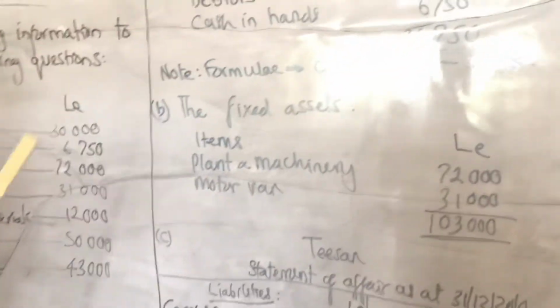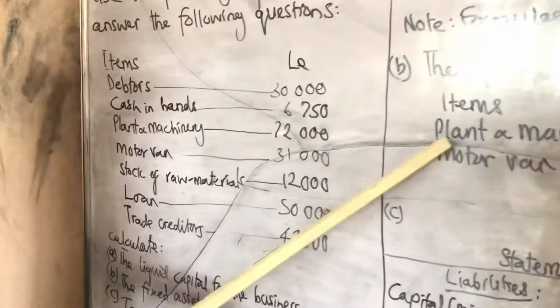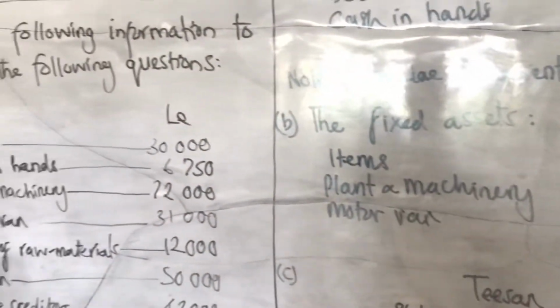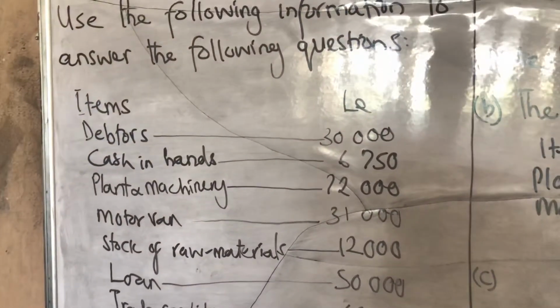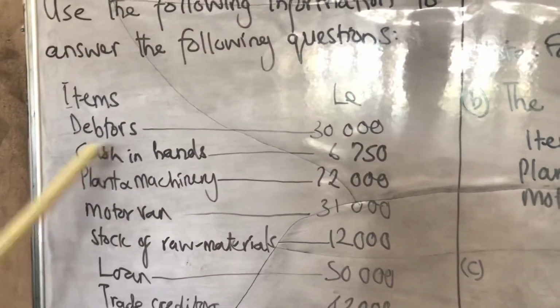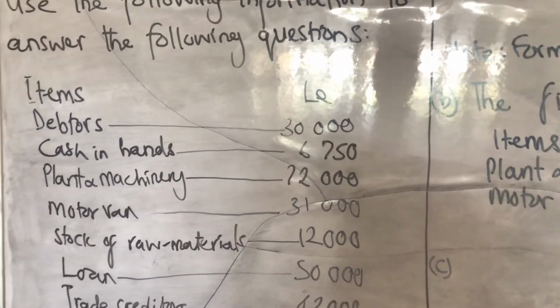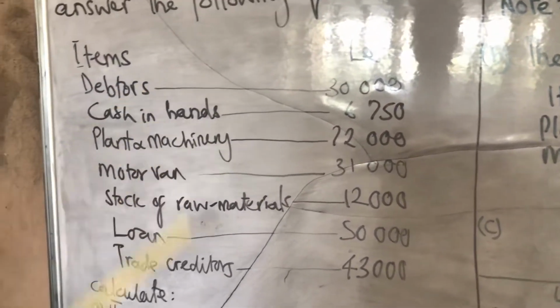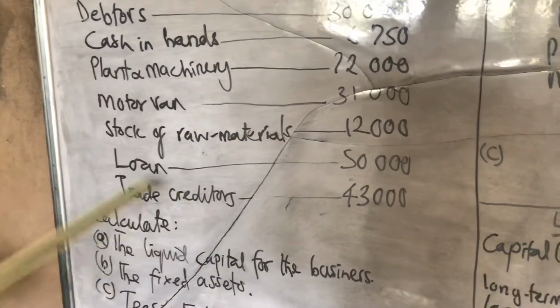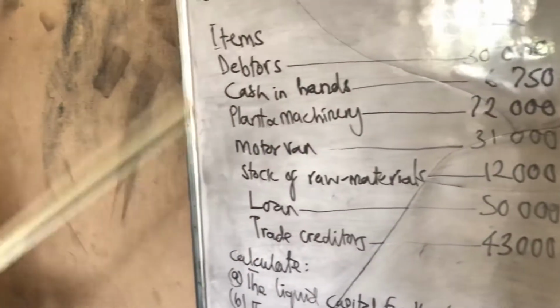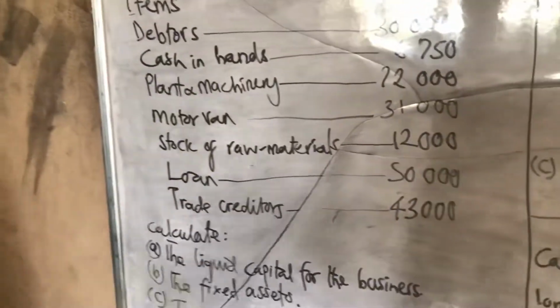Okay, now let's go back to the question. So item of fixed asset, long-term property of the business. Debtors can usually pay off within the year, so we don't pick debtor. Cash in hand, cash, you can exhaust their cash. Plant and machinery, yes. Plant and machinery, motor van. Stock is not fixed asset. Loan is liability, not asset. Okay? Trade creditor is liability.